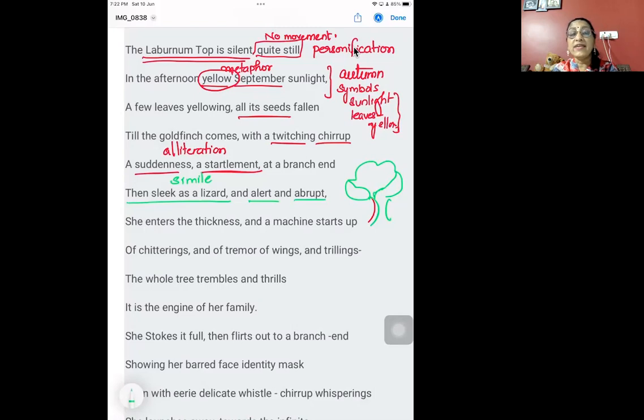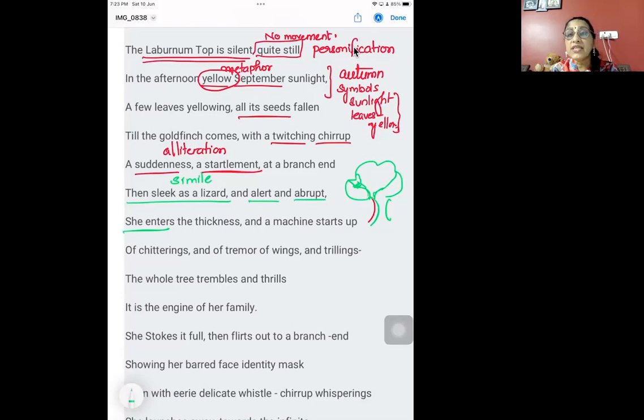Then she enters. Again, it is personification. The bird has been personified. The thickness means as your branch goes upward, it becomes thick. The twig is thinner at the bottom and as it goes up a little it becomes thick, that is written for it. She enters a thickness means she perches over the tree. She has climbed onto the tree.